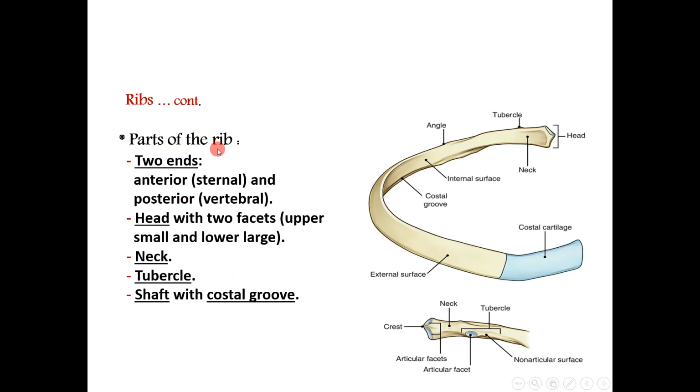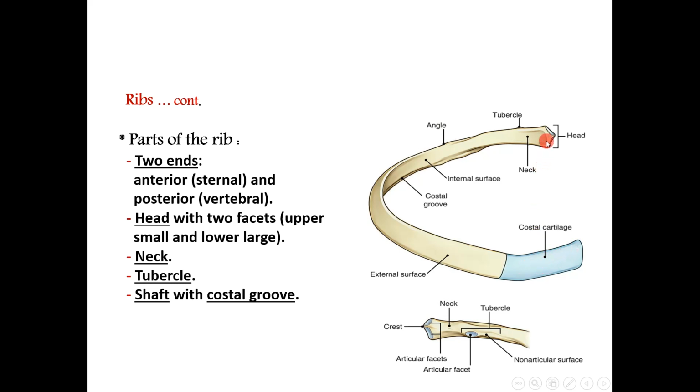The parts of the rib. This rib consists of several parts. We have two ends, the anterior end, which is called the costal cartilage. This is the costal cartilage, and this is the sternal end because it is attached to the sternum.